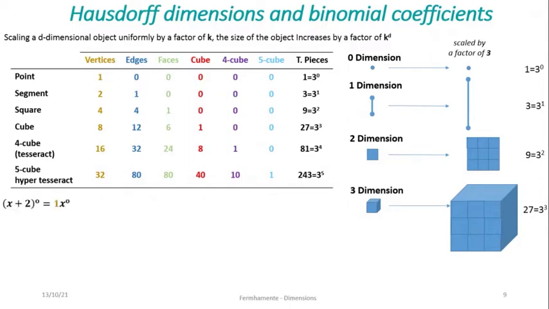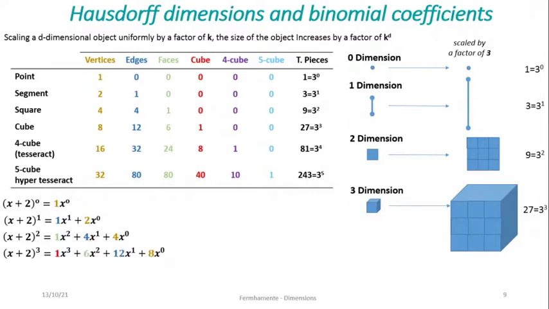object. If we look at the binomial x plus 2 to the power 0, we obtain 1 times x to the power 0. If we continue in the expansion, we have x plus 2 to the power 1, and we obtain 1 times x to the power 1 and 1 times x to the power 0. If we continue in the following steps, we have a sequence of binomial expansions as the exponent grows. We stop the sequence at the fifth degree.